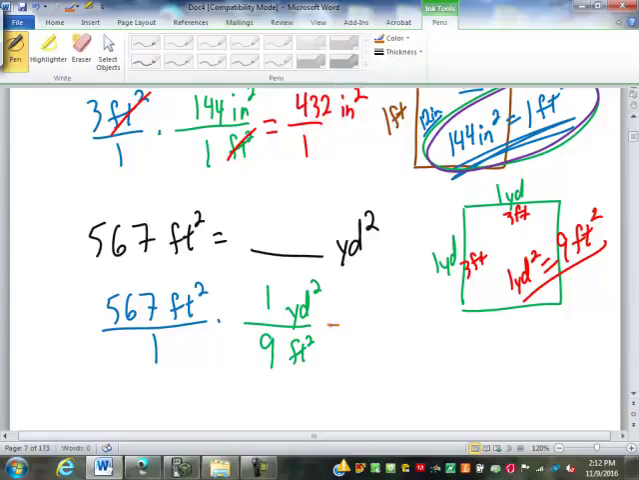So we're going to take a little shortcut here. The square feet cancel out. 567 divided by 9 is going to give us, what, 63 square yards.